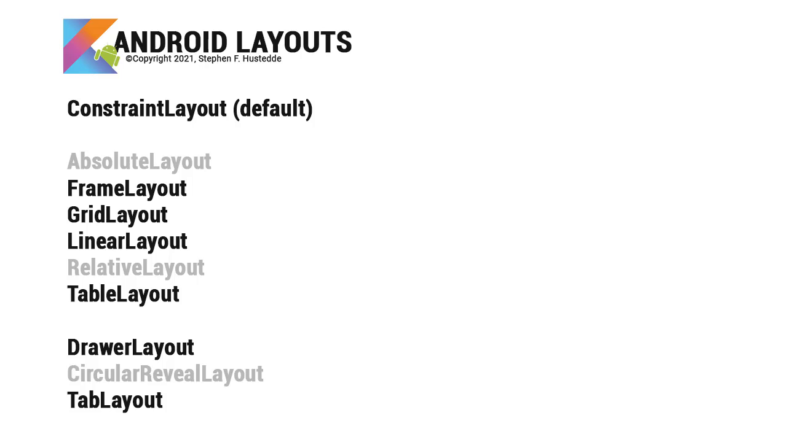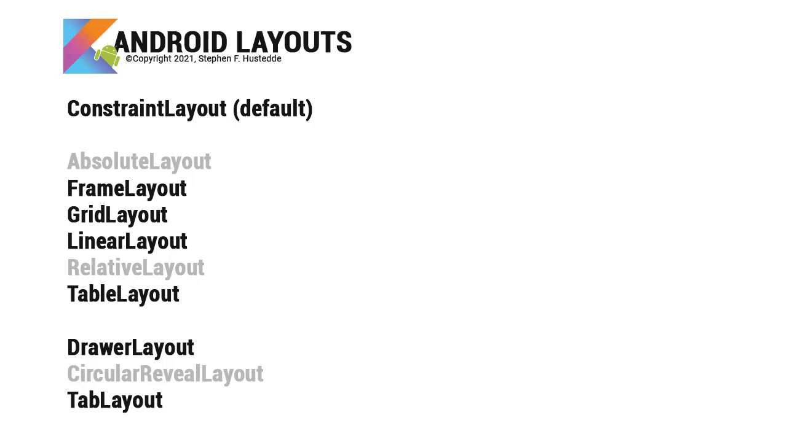There are also layouts that can be placed inside of layouts, and the two we'll look at in particular are the drawer layout, in which we have a menu maybe coming in from the left-hand side, and a tab layout, where we can use tabs to navigate. There's also a circular reveal layout for doing some animations, and as we talk about animations, if we get time towards the end of the course, we'll look at the circular reveal layout.